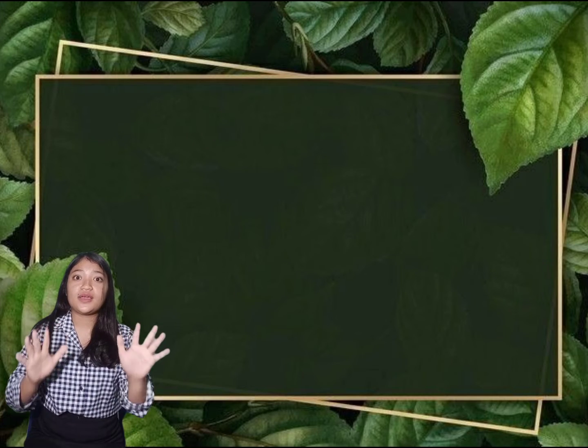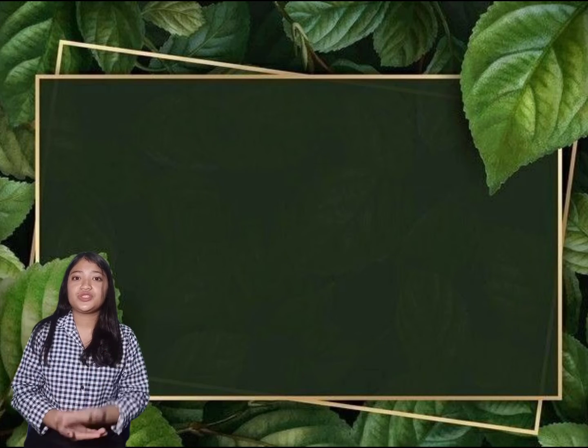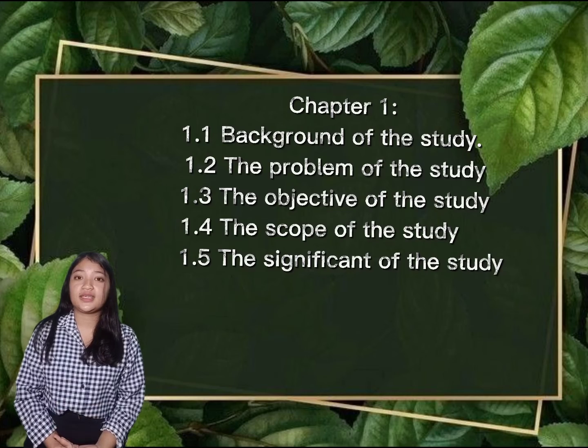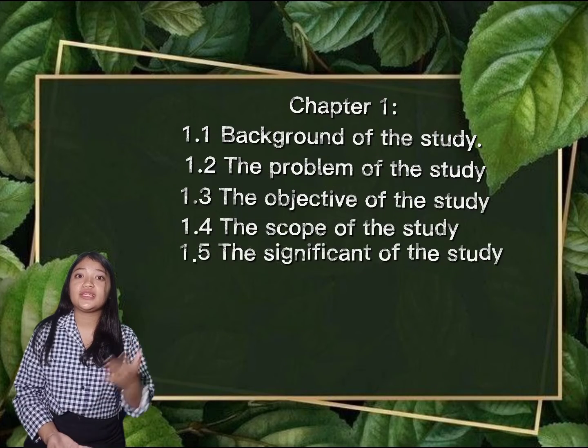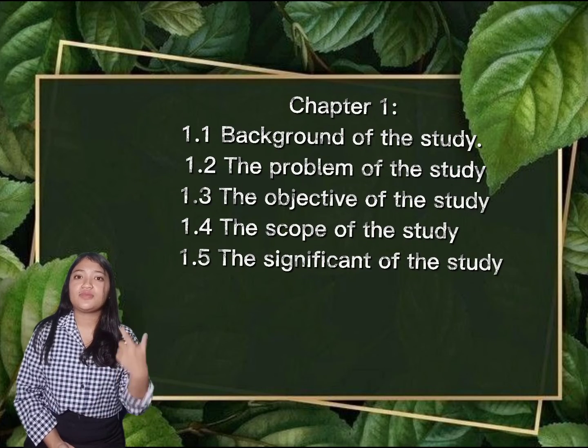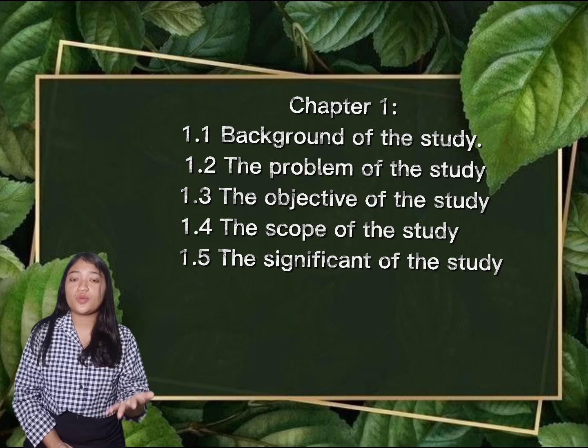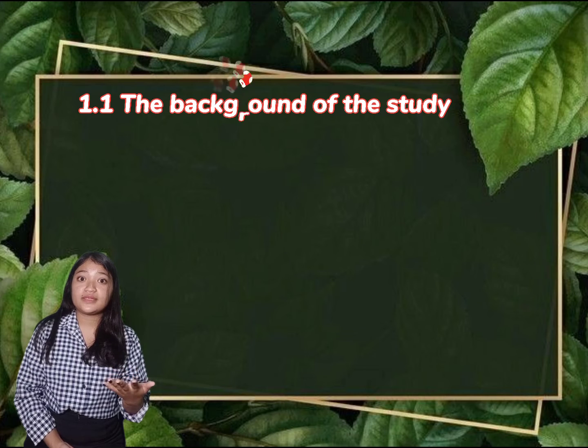So basically, there are 5 chapters in a thesis, but today, let's talk about chapters 1 to 3. Basically, there are 5 points in chapter 1: the background of the study, the problem of the study, the objective of the study, the significance of the study, and the scope of the study. First, the background of the study.